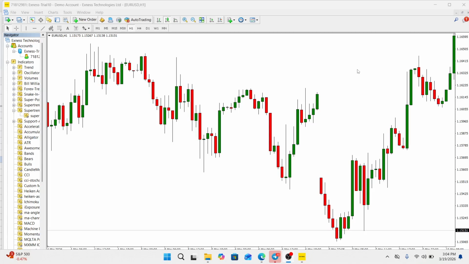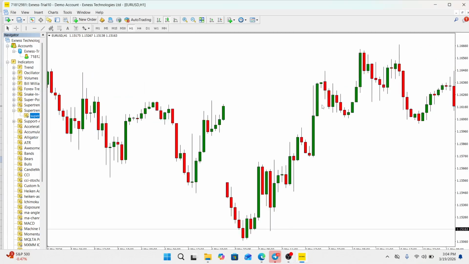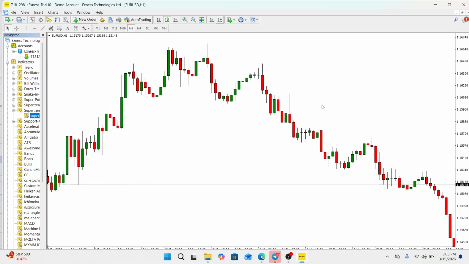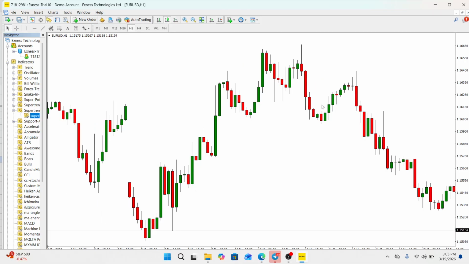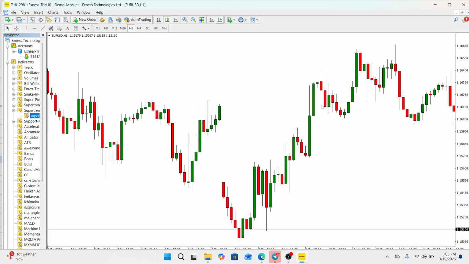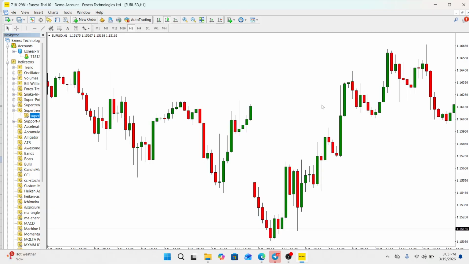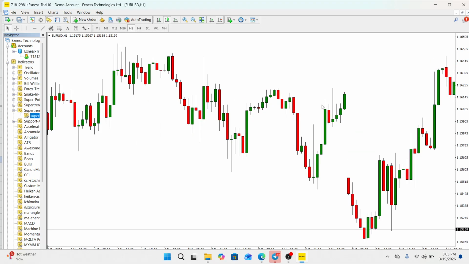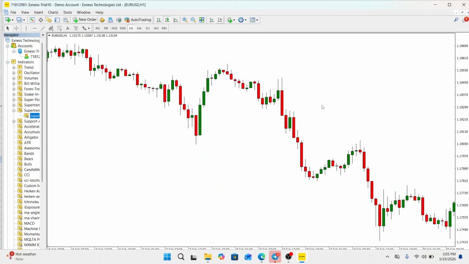Hello traders, in this video we are looking at the Supertrend Scanner Indicator for MT4 and MT5. This tool plots a color-coded supertrend line directly on the price chart, making it easy to see when conditions are bullish or bearish based on the supertrend calculation.